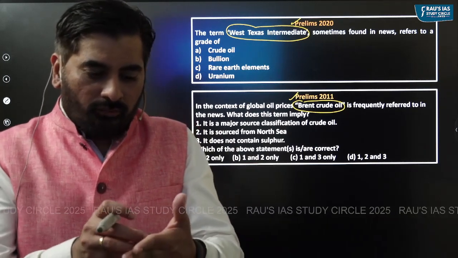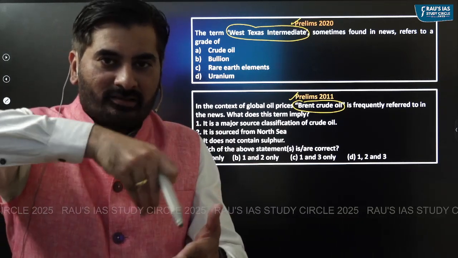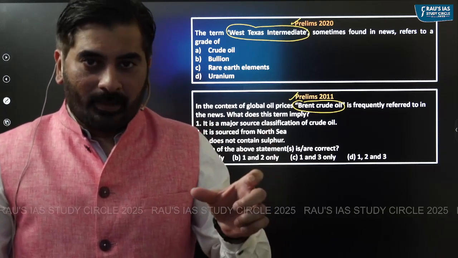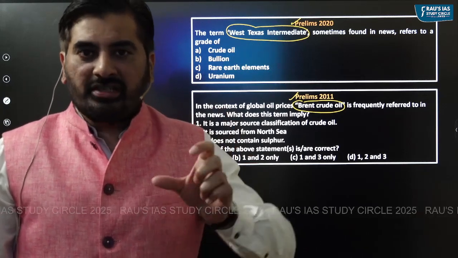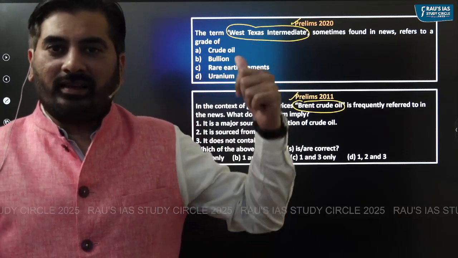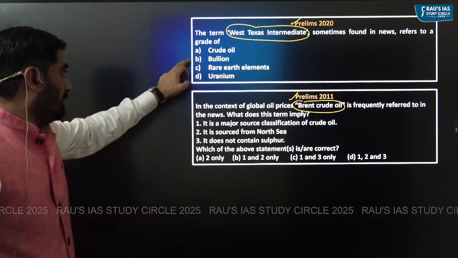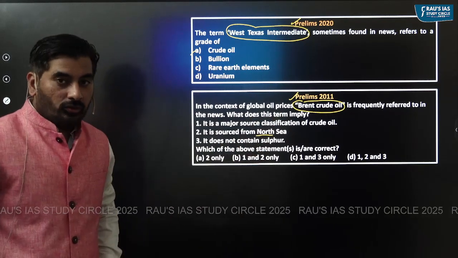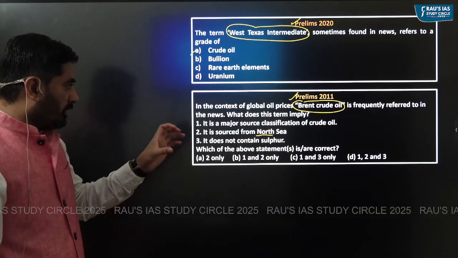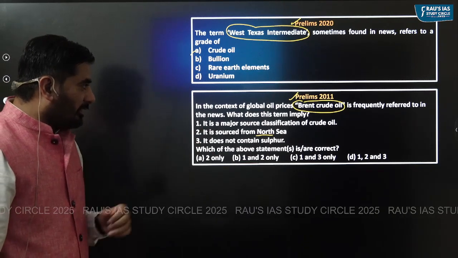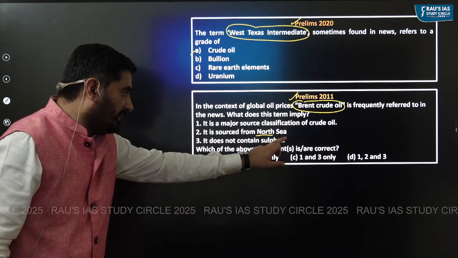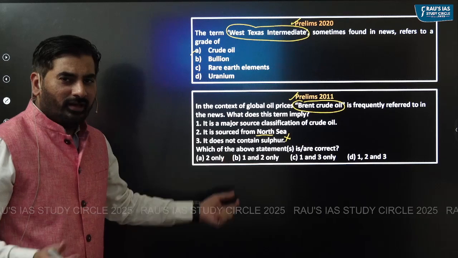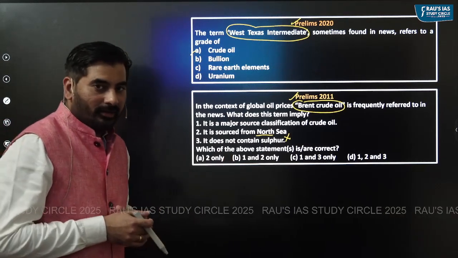So for the crude oil mined in different parts of the world, we have different names, different grades for them. For example, the crude oil which is mined in US, we call it West Texas Intermediate, and the crude oil which is mined from North Sea, we call it Brent crude oil. In fact, one of the famous characteristics of Brent crude oil is that it contains less sulfur. So the statement says it does not contain any sulfur. It does contain, but it has less sulfur content.